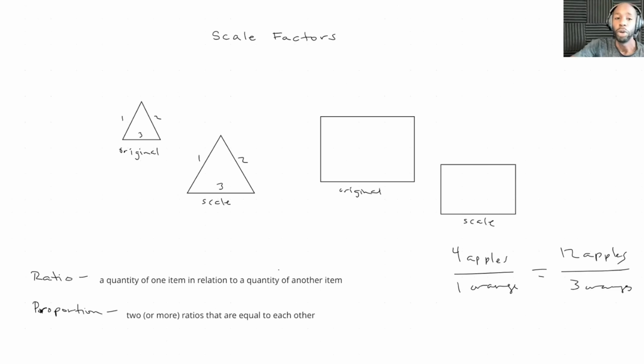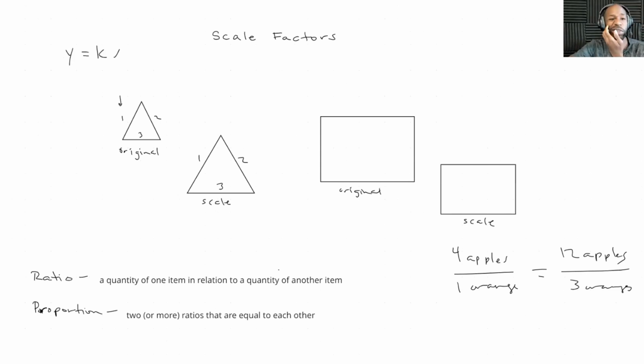So with this original shape and the scale shape, these are proportional. What I mean is the ratio of side one to side one, side two to side two, side three to side three, all of these are equal to each other. That means you can multiply any side of this by a scale factor and get the corresponding side of the scaled shape. So the way that's represented is like this: y equals kx.